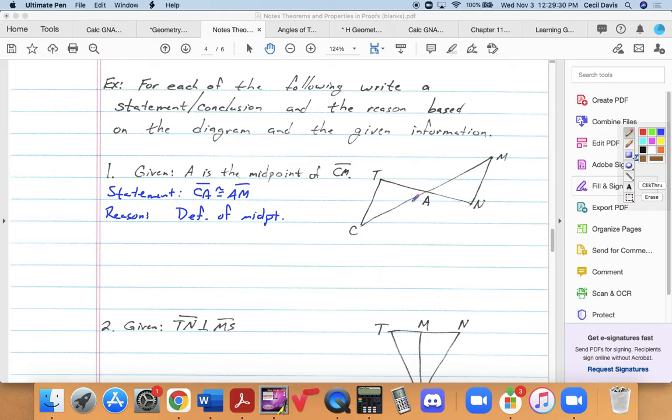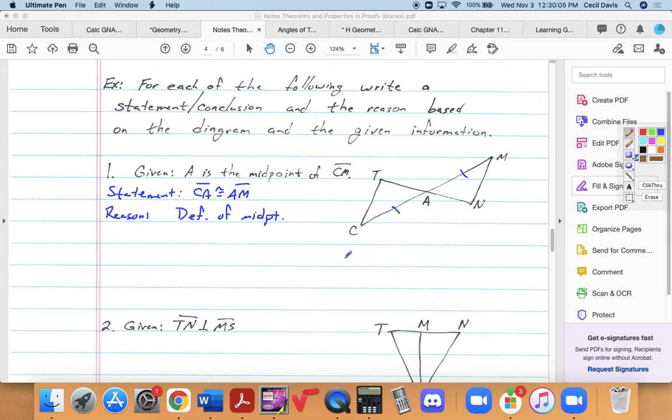Can you explain how that works? Because if you cut a segment in half, you get two smaller segments that are congruent to each other. So it starts off telling you it's the midpoint of segment CM. So we start with the segment, cut it in half, we get two smaller segments that are congruent to each other. That's what a midpoint does. It divides one segment into two congruent segments.